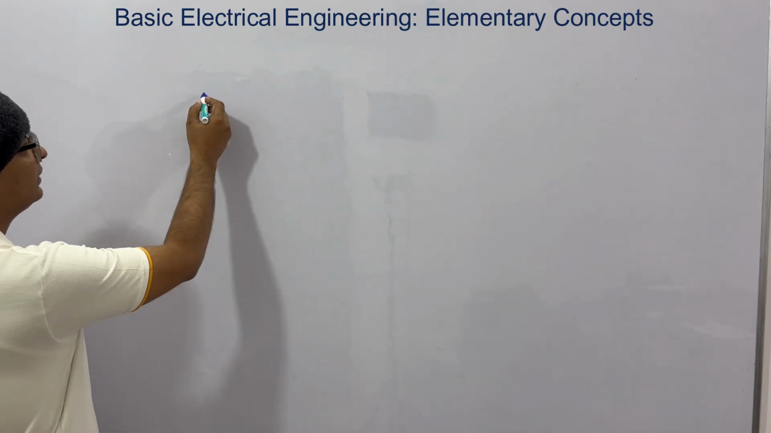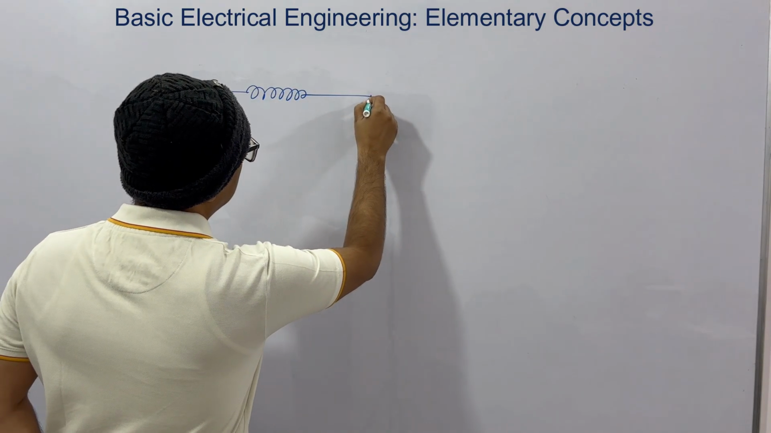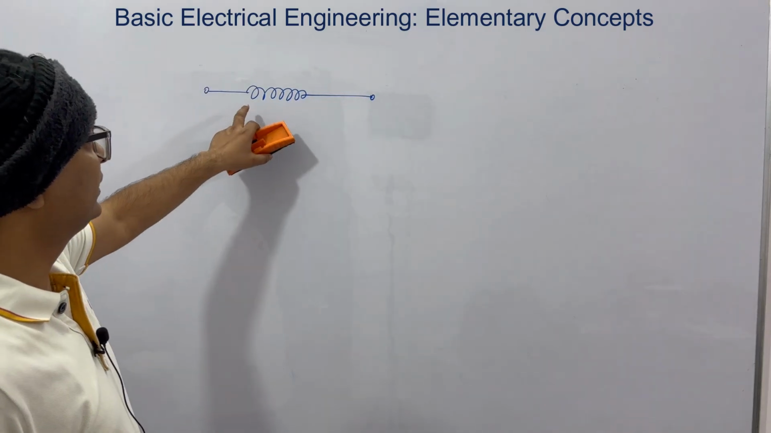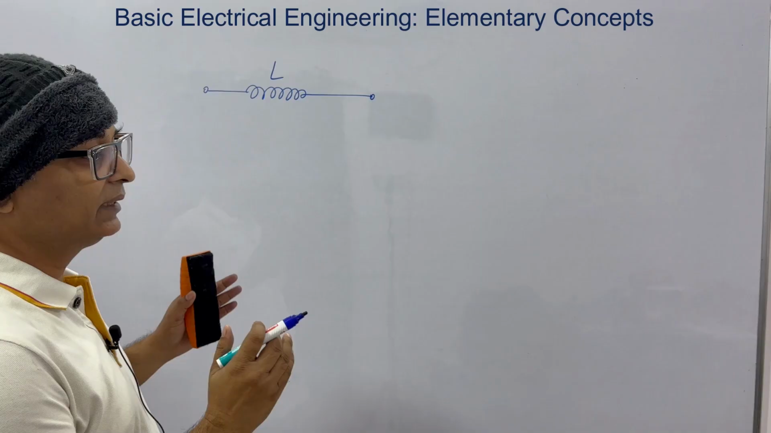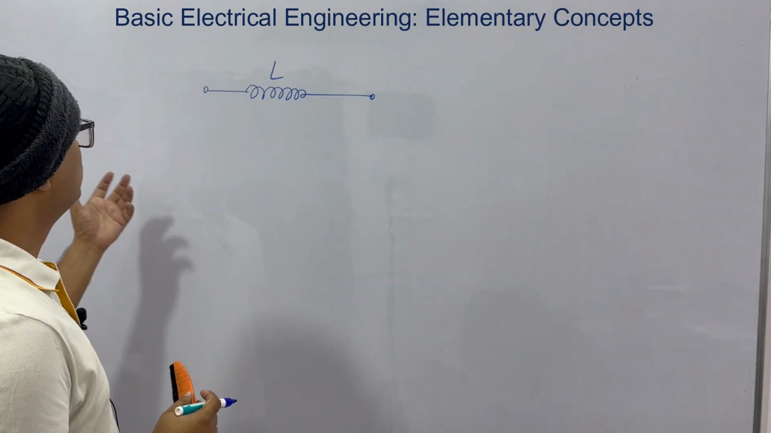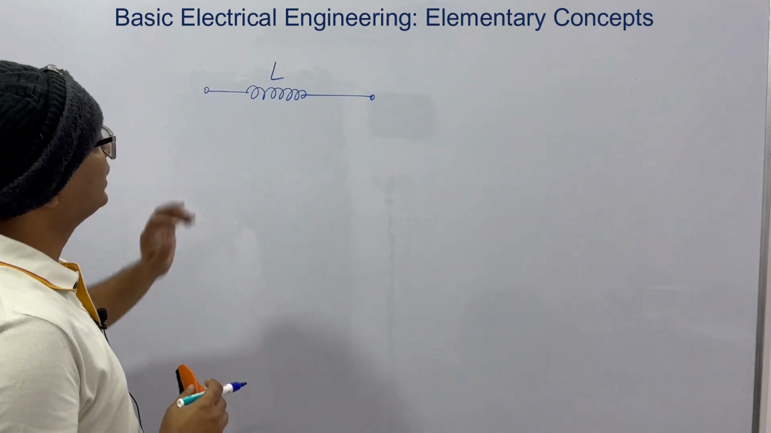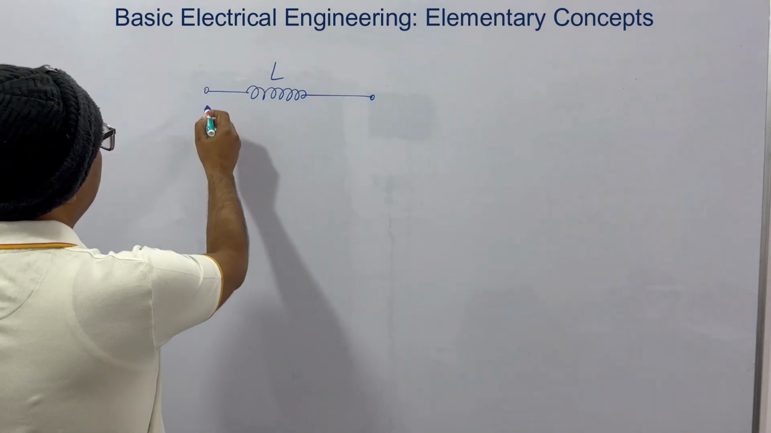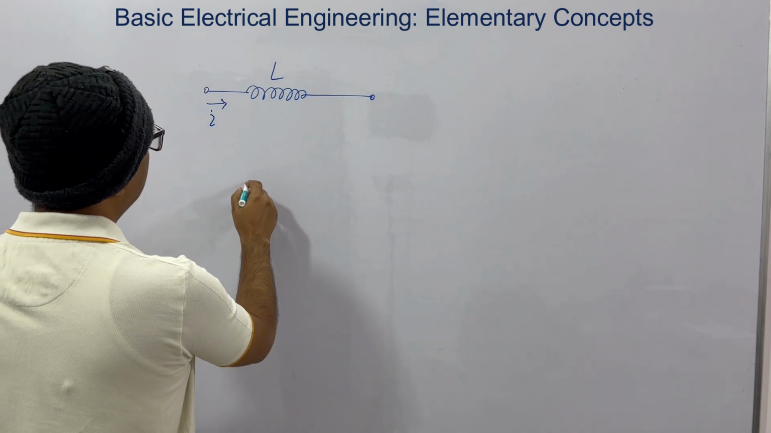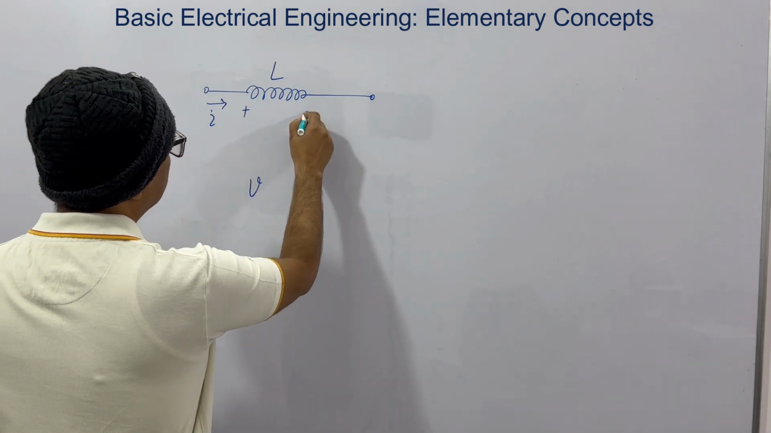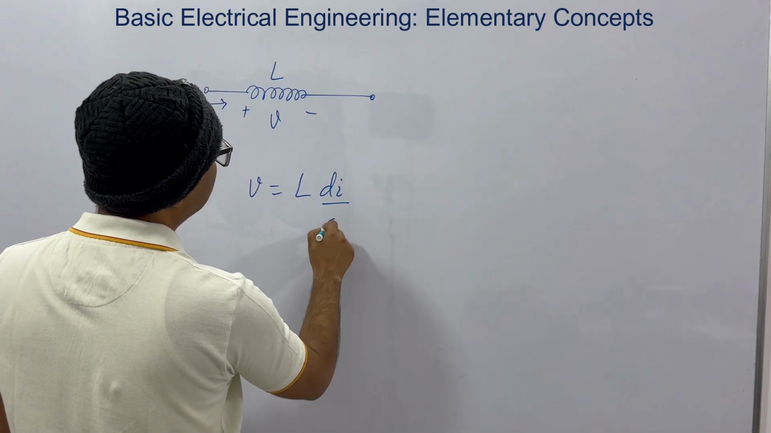Now let's see inductance. Similar to what we did for the capacitor, we'll analyze it in the same way. This is an inductance or inductor. A device that is used for inductance is an inductor. So this is a spiral. This is inductance. Now if you pass a current I through it, the voltage V that develops across it is equal to L di by dt.